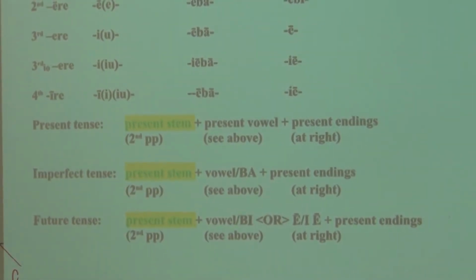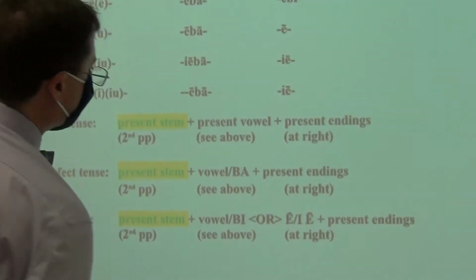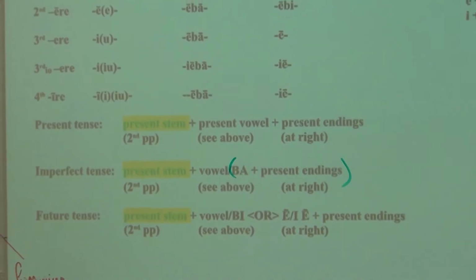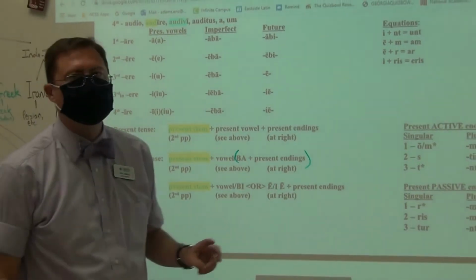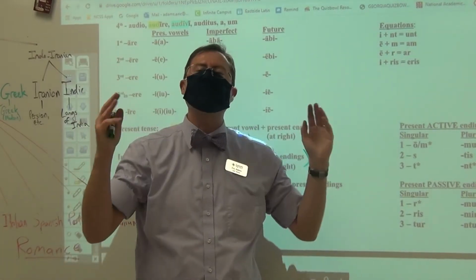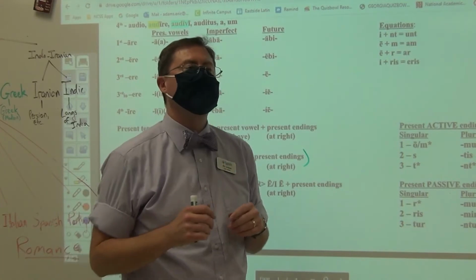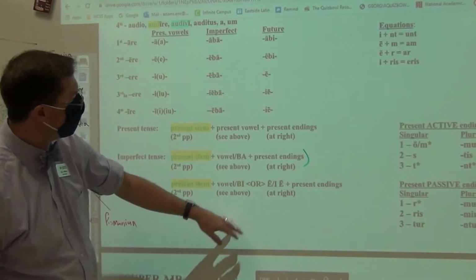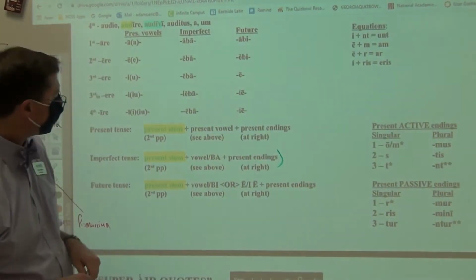Now, what some people do is that they will combine the BA plus those endings that you see there, and they will create imperfect endings. But let's be clear, imperfect endings do not exist. Instead, it is really just the BA plus what are known as the present endings.